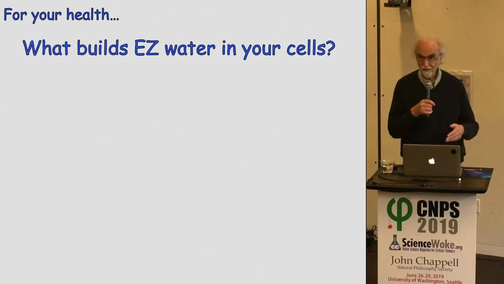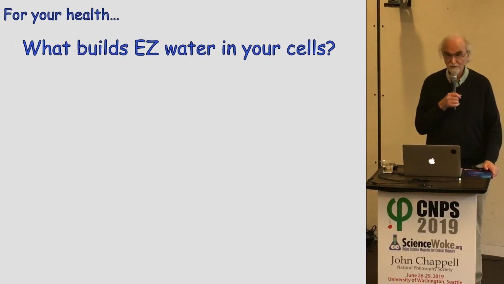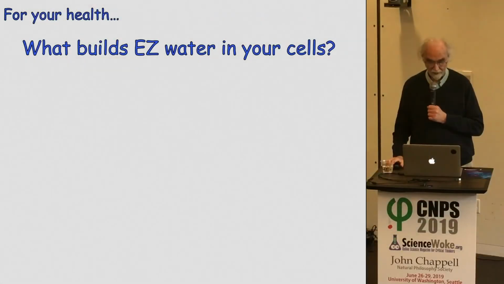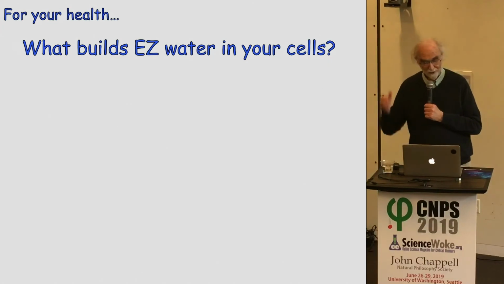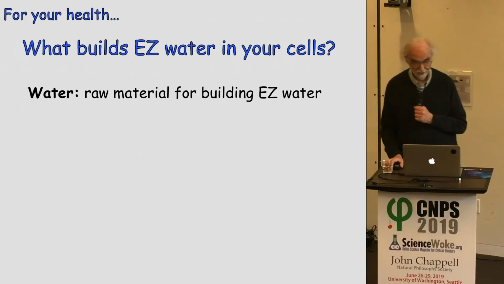So for your health, I think what you'd like to focus on is what can build easy water inside your cells. Because that is certainly one factor to keep you healthy, is to remain well hydrated. That appears in every medical or physiological book, but not necessarily the mechanism that I've been talking about. So the first thing is to drink water, because water is the raw material for building easy water. So when you're thirsty, or even when you're not thirsty, drink a lot of water.